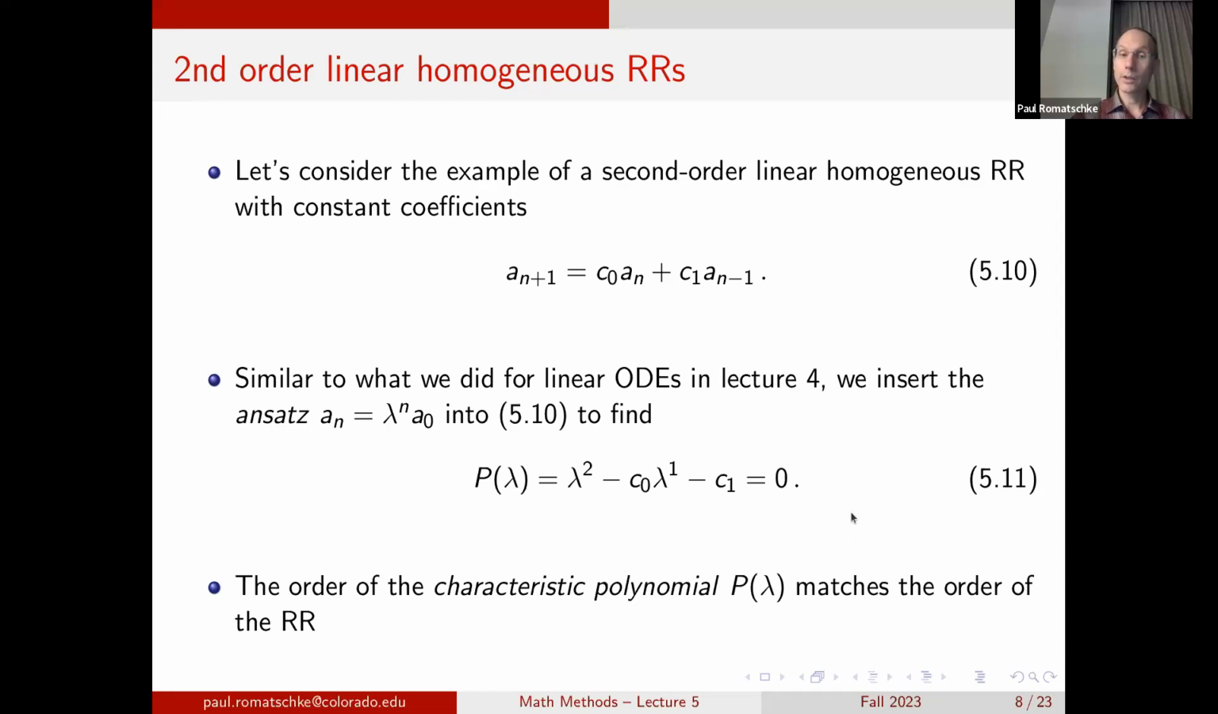The order of the characteristic polynomial always matches the order of the recurrence relation. So here we have a second order polynomial because our recurrence relation was of second order. And we can do basically the same step also for higher order recurrence relations, even though it's much simpler for me to talk only about second order.